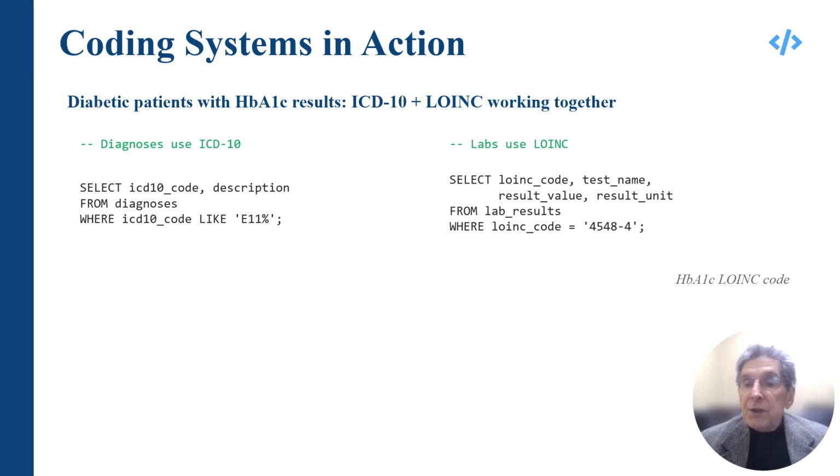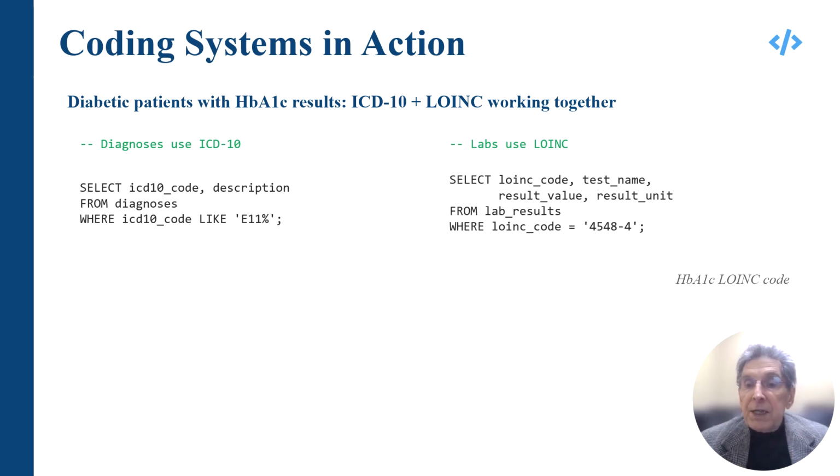Healthcare data uses different coding systems for different purposes, and interoperability depends on using them all correctly. Suppose you're working on a diabetes care management program, and you need to identify diabetic patients and pull their hemoglobin A1C lab results. This requires 2 coding systems working together.